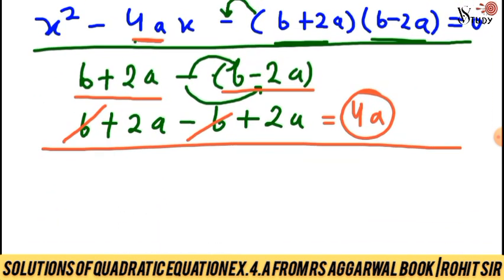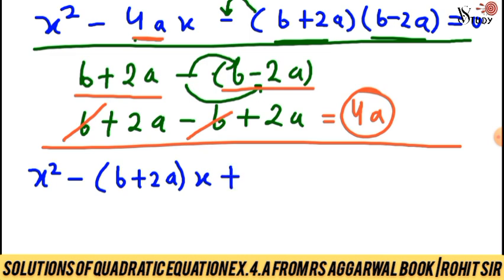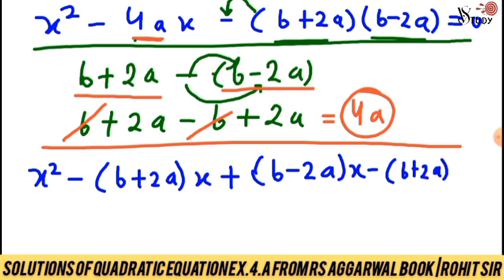Let's move to the question and try to solve it. Now we can write x square minus (b plus 2a) multiplied by x, plus (b minus 2a) multiplied by x, minus (b plus 2a) and (b minus 2a) is equal to 0.